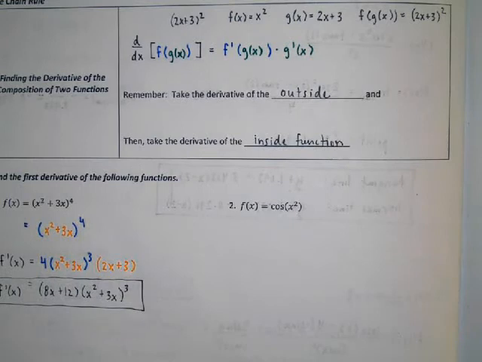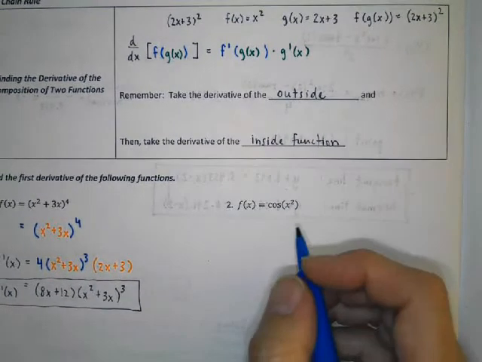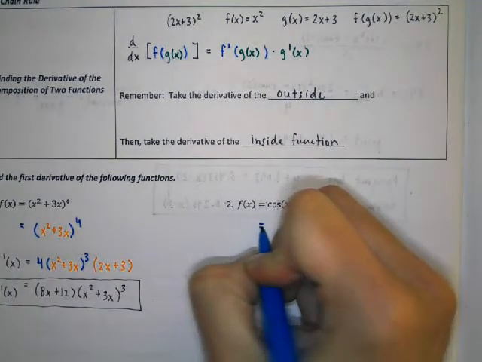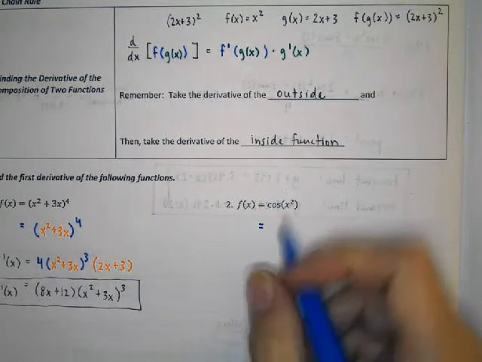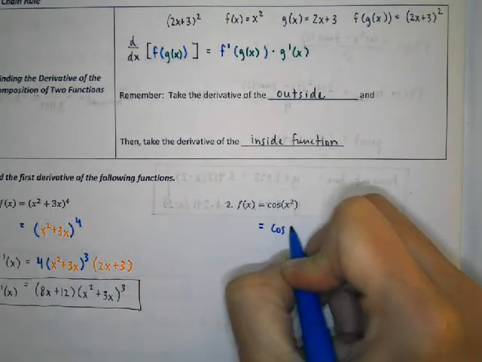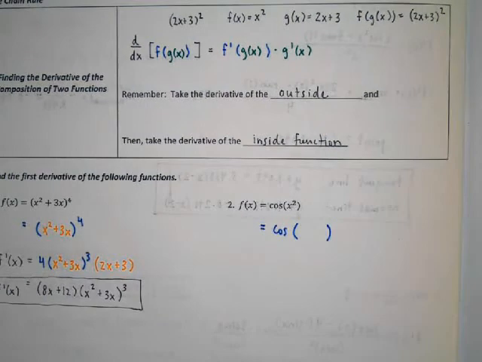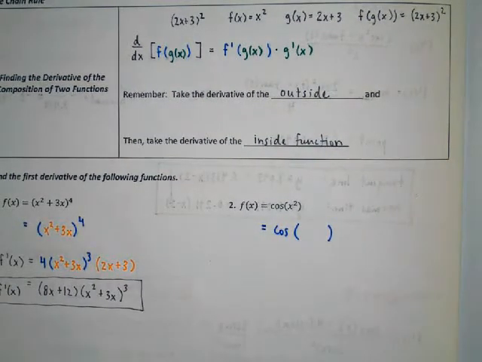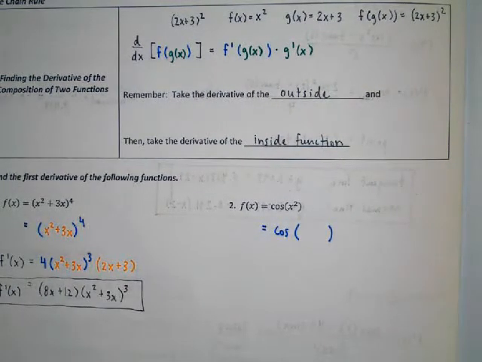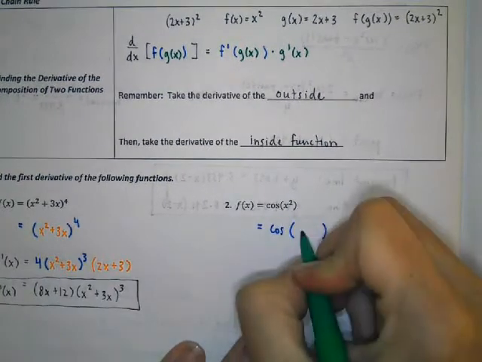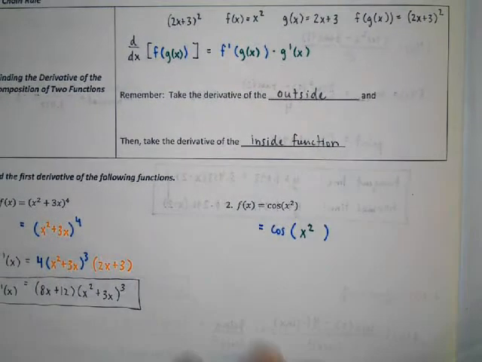Okay, so I'm going to do the same thing here. I'm going to rewrite this first using colors. So now in my second example, my outside function is my cosine, so I'm going to make that in blue. I'm going to go back to the green here. My inside is x squared.